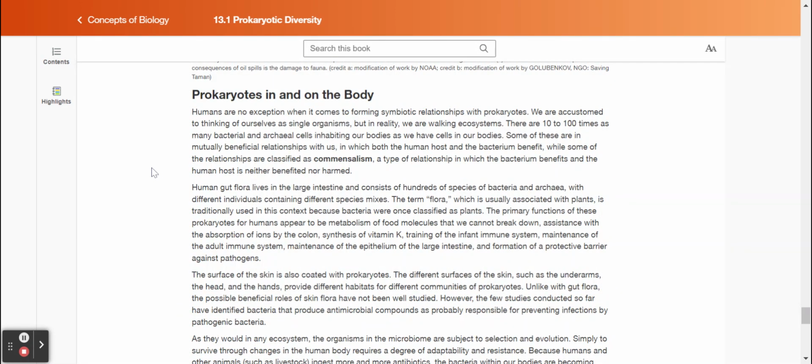Prokaryotes in and on the body. Humans are no exception when it comes to forming symbiotic relationships with prokaryotes. We are accustomed to thinking of ourselves as single organisms, but in reality, we are walking ecosystems. There are 10 to 100 times as many bacterial and archaeal cells inhabiting our bodies as we have cells in our bodies. Some of these are in mutually beneficial relationships with us, in which both the human host and the bacterium benefit, while some of the relationships are classified as commensalism, a type of relationship in which the bacterium benefits and the human host is neither benefited nor harmed.